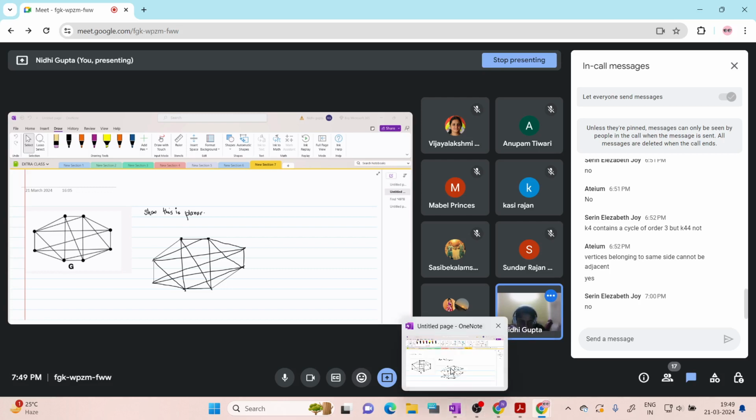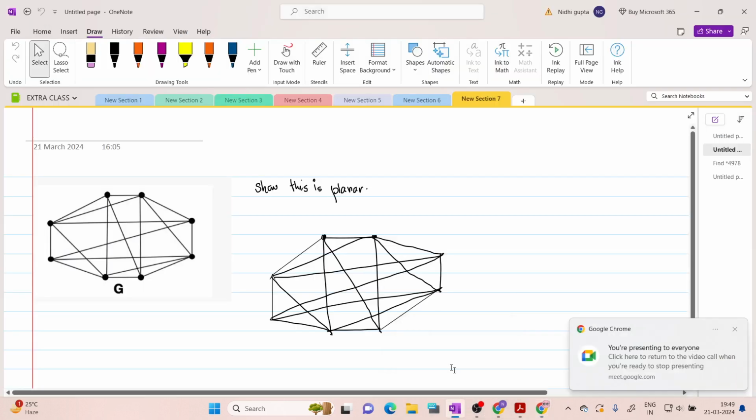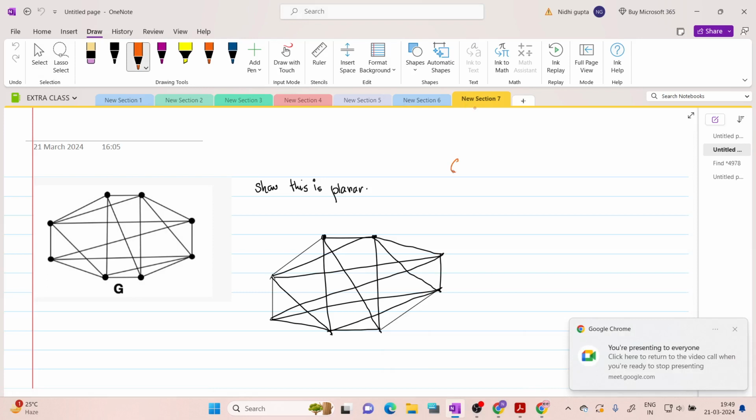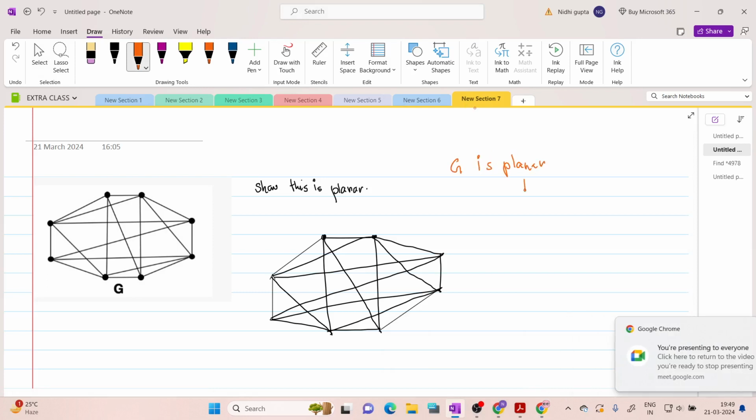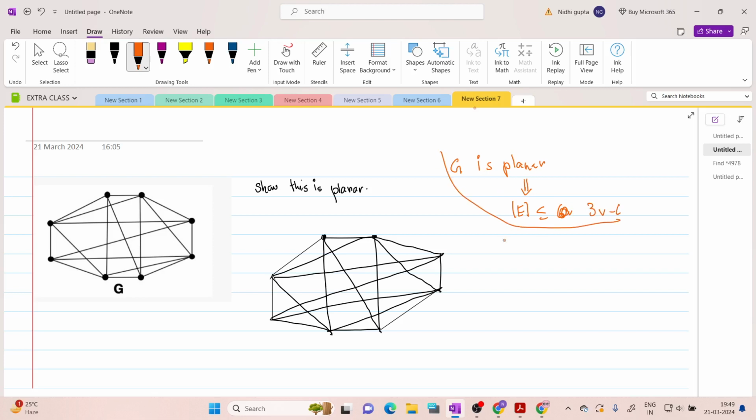So you cannot use that. So the question is, if G is planar, then the number of edges is less than or equal to 3v minus 6. So you have to use this identity, but what you are using is wrong.